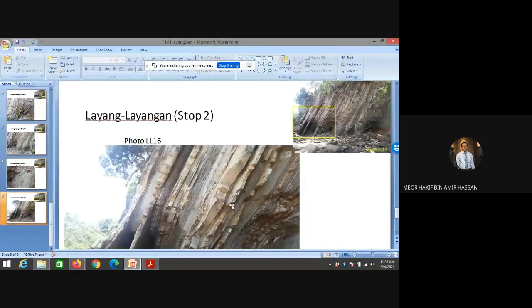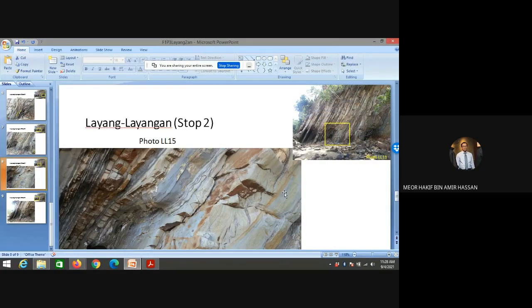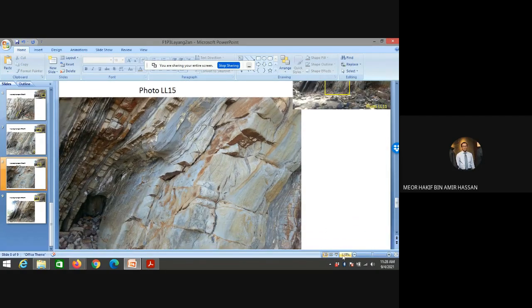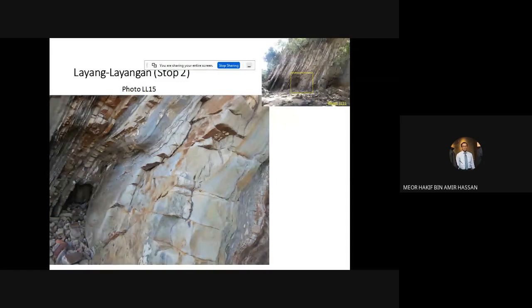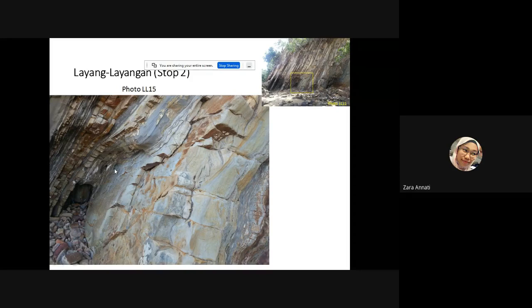So what do you see here? Any sedimentary structures? Doctor, is that a trace fossil? Where is that? In the middle there. Alright, where else? This, the blackish ones, this one. Yes. Alright. So in this case, it's not a trace fossil. It's something else, but that part is interesting. What do you think that is?